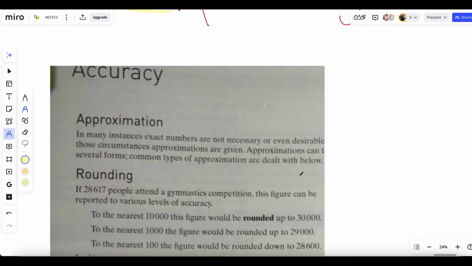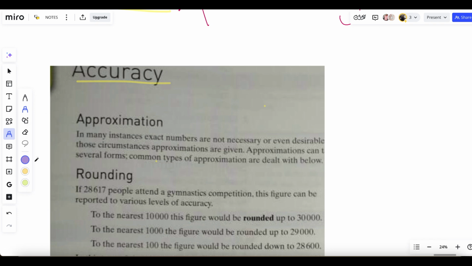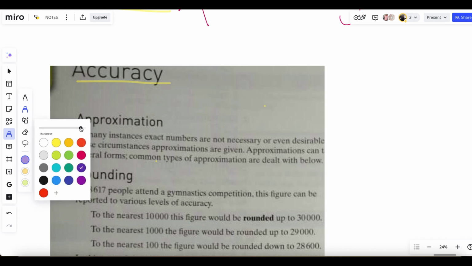First of all, when you talk about accuracy, you definitely refer to your upper bound and lower bound of estimation.